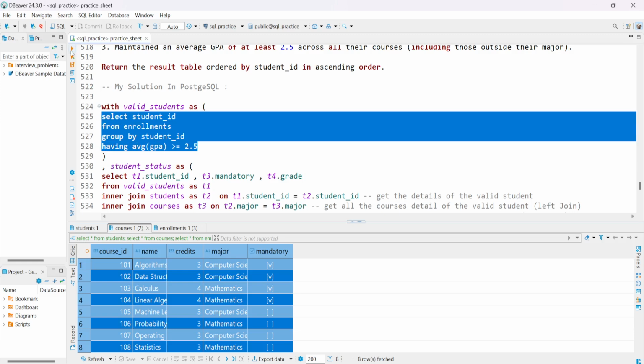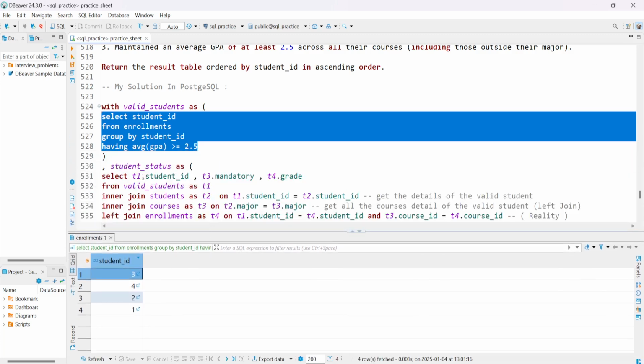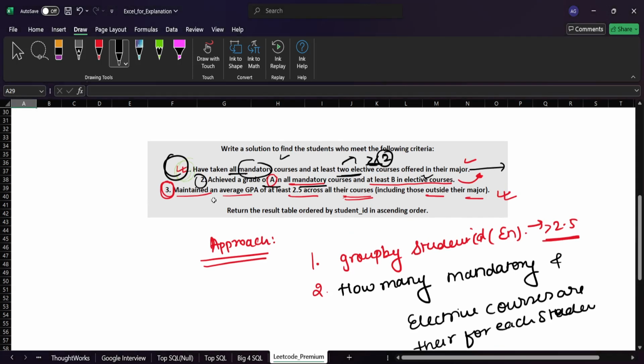So let's do this. Okay, so if you see, we have all the four students whose average GPA is more than 2.5, right? Now, as we discussed, our second condition is basically this. So we covered this condition 3. Now we need to tackle condition 1 and condition 2.